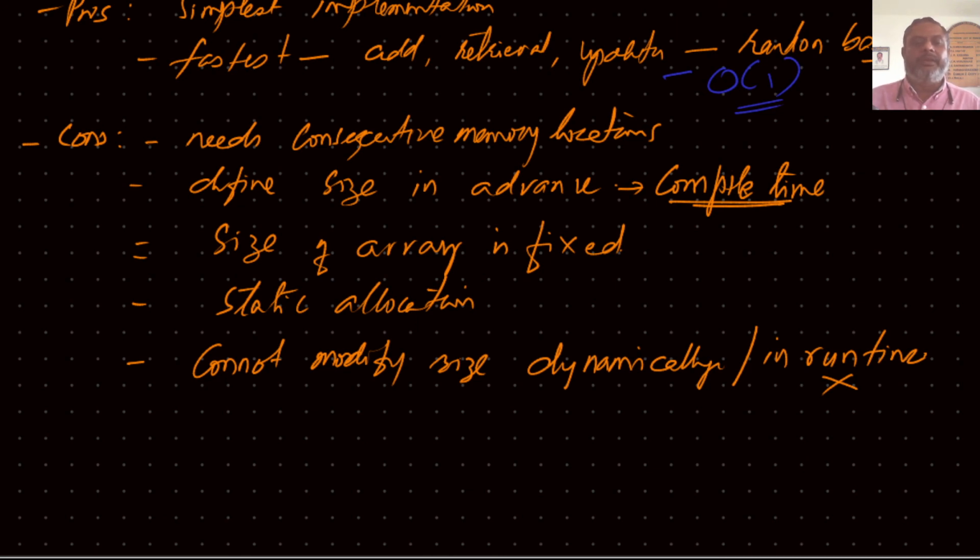Then the size of the array is fixed. It's also called static allocation. We cannot modify the size dynamically, meaning in runtime. All these issues we can clearly see when we work with the next item, that's linked list.